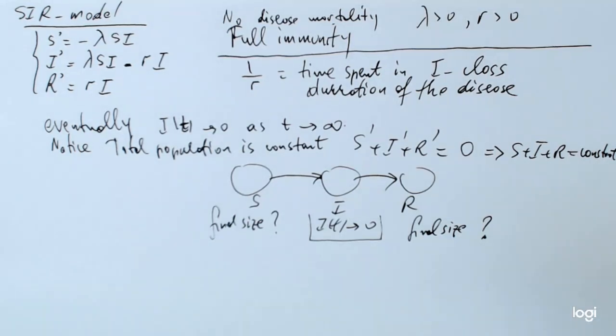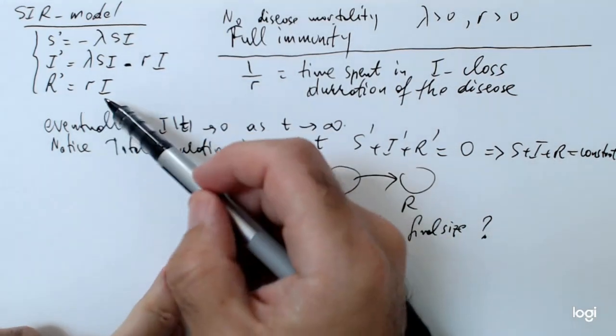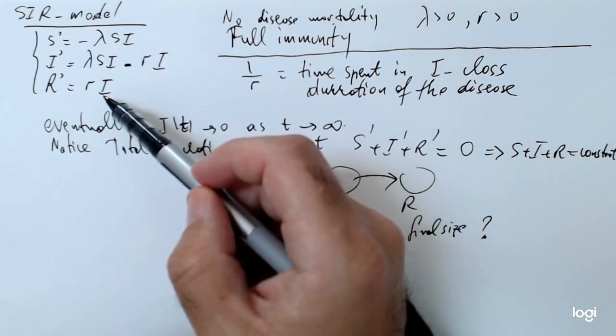Why does I of t go to 0 no matter what? I mean, mathematically, we can get this. There is a way to understand this mathematically.